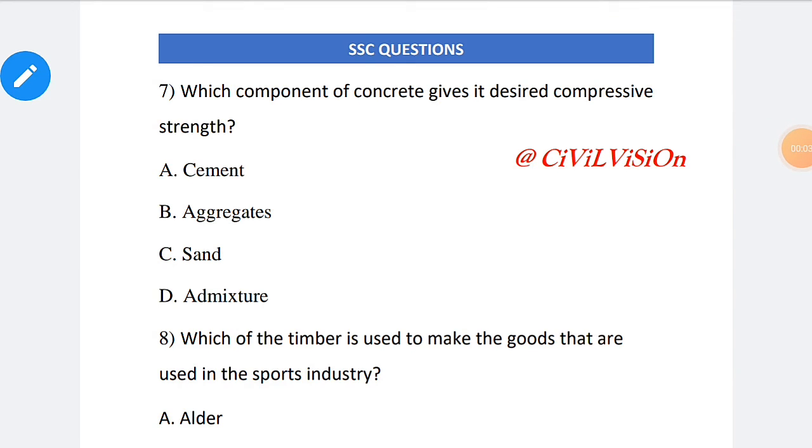Seventh one, which component of concrete gives its desired compressive strength? While preparing concrete mix, important ingredients are cement, aggregate, sand, water and admixture if needed. Among these, which one is responsible for compressive strength? The desired compressive strength is given by aggregates. The correct answer for this question is option B.